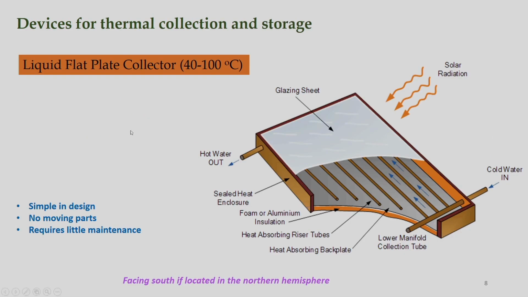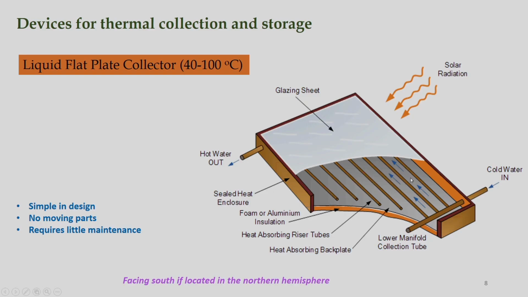So, this slide is about liquid flat plate collectors. When we talk about the primary component of a liquid flat plate collector, we have a glass cover here, and then an absorber plate. This glass has to be transparent enough, so that when solar radiation falls, it reaches the surface of the absorber plate.